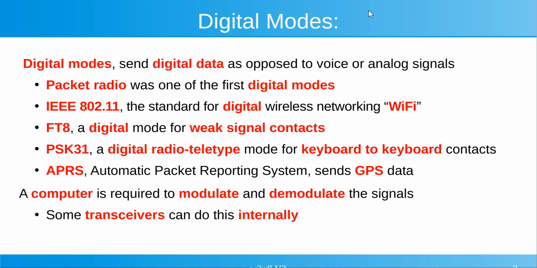And now we're going to talk about digital modes, which I've referred to, where we're going to send digital data instead of voice. We talked about packet radio. That was one of the first digital modes around, except for CW, which I consider a digital mode, but they don't normally lump it in here. You may have heard of IEEE 802.11, which is your Ethernet on Wi-Fi. 802.11 is Wi-Fi. And it's a digital mode.